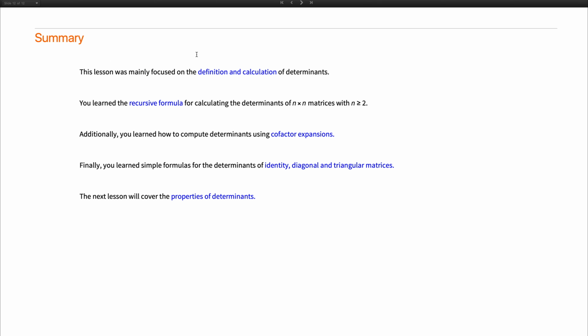Okay, so that brings me to the end of the lesson. And the point is that in this lesson, we've only spoken about the definition and calculation of determinants. And there are two ways to do it. You can either use a recursive formula with the first row, or you can use a cofactor expansion. Of course, they're related. And the second one is much more general. And then using these ideas, we worked out simple formulae for determinants of identity matrices, diagonal matrices, and triangular matrices. And having done this, in the next lesson, we'll talk about the properties of determinants. But before doing that, do review this lesson. It's rather simple, but quite important. But let's stop over here. Thank you very much.